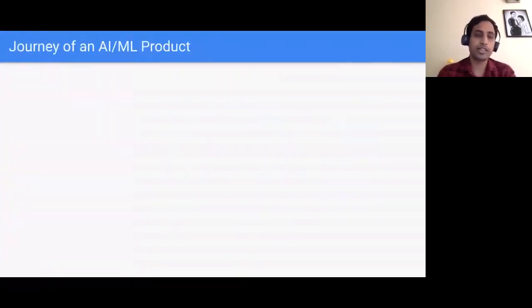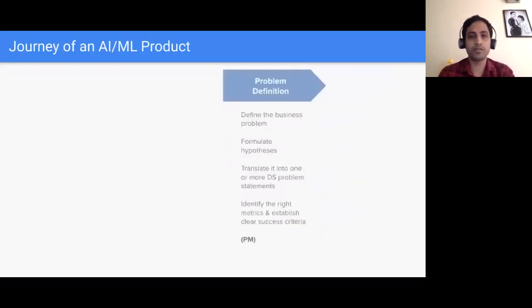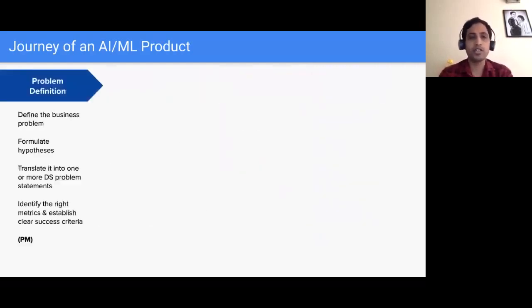Now moving on, let's demystify and look at how we build an AI/ML product. What are the steps in the journey and who is involved in each phase? Starting off, as a PM, the most important piece is problem definition, which is the most important part. As a PM, the most important role that we play is understanding the business context, understanding the problem, understanding the why of the problem. Why do we need to solve it? Why is it critical?